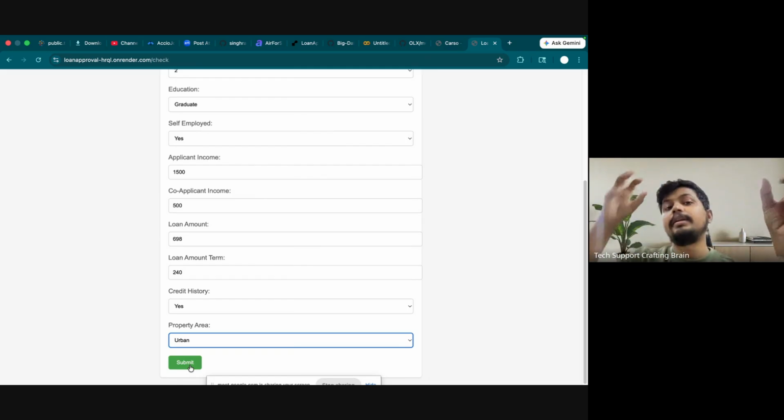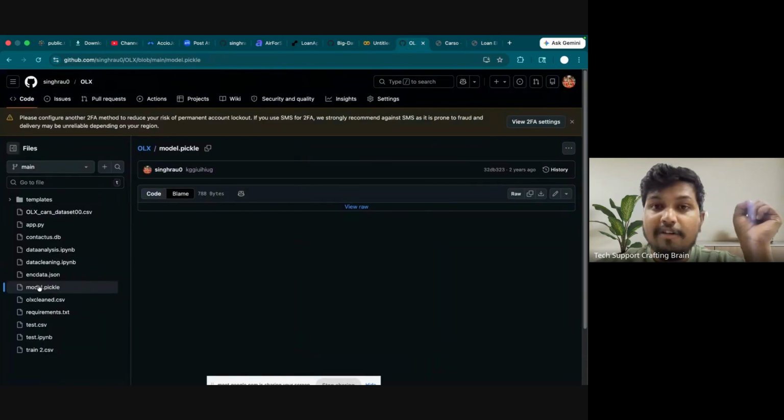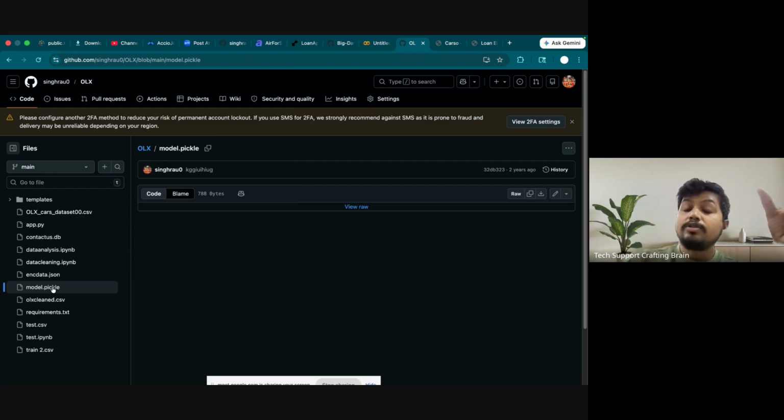And when the data comes into the backend, where will the data be sent, guys? The data will be sent to our model.pickle file, where our model is already trained, and now this model will be able to make some sort of prediction.